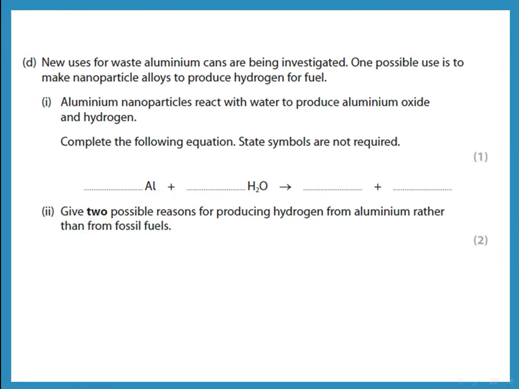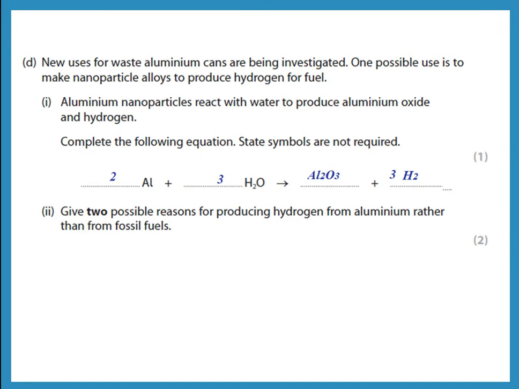So all we need to write is, how do we write aluminium oxide? It's Al2O3. The valency of aluminium is 3, valency of oxygen is 2, plus hydrogen. Hydrogen is diatomic, so it has to be written as H2, and then you balance. You need 2 of the aluminium, 3 water, 3 in front of the hydrogen. That's the balancing of the equation.